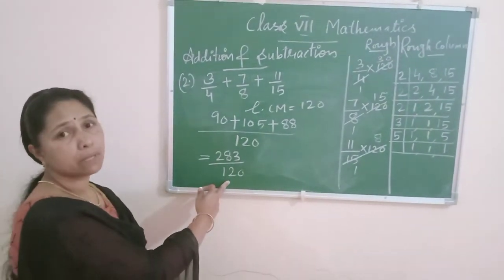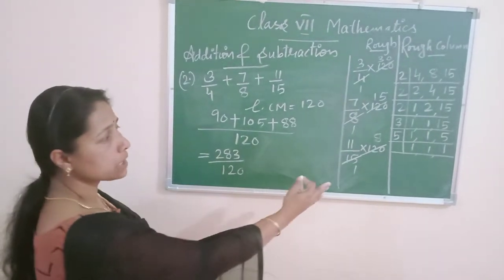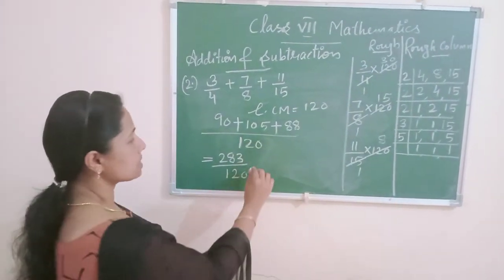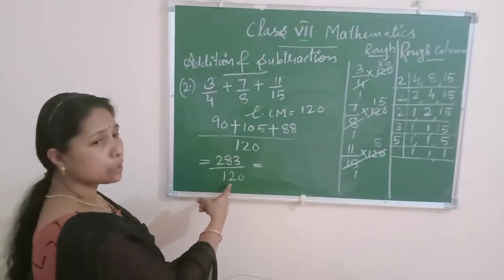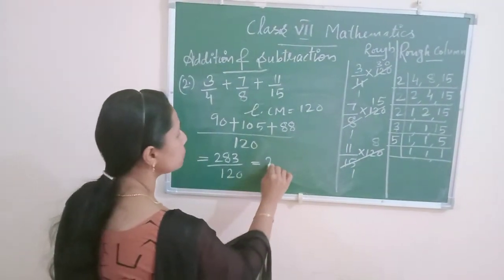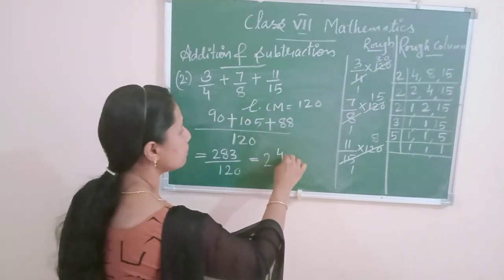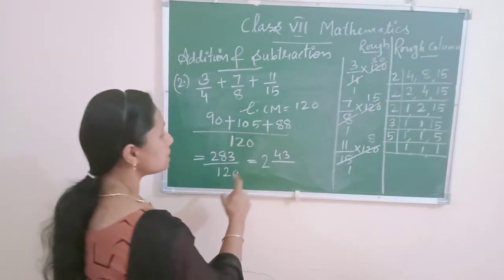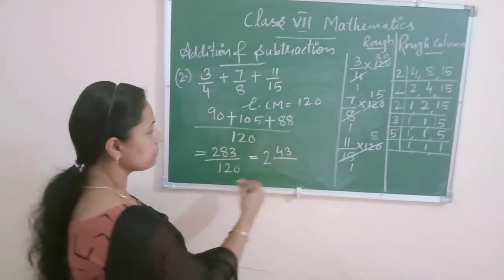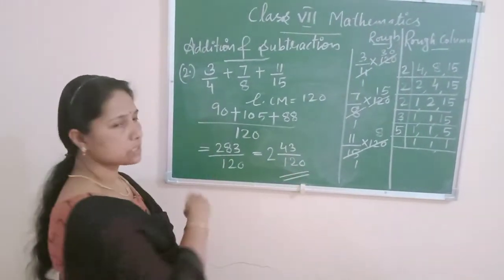283 should be divided by 120. Those who can do the division directly, you can do, otherwise you can use the rough column for doing the division. Here I am writing the answer directly. 283 divided by 120. 120 into 2, 240 will come. Then 283 minus 240, the remainder will be 43, and the remainder will be taken as the numerator, and the denominator will be the same. Here 120, here also 120. So this is the answer of this question.